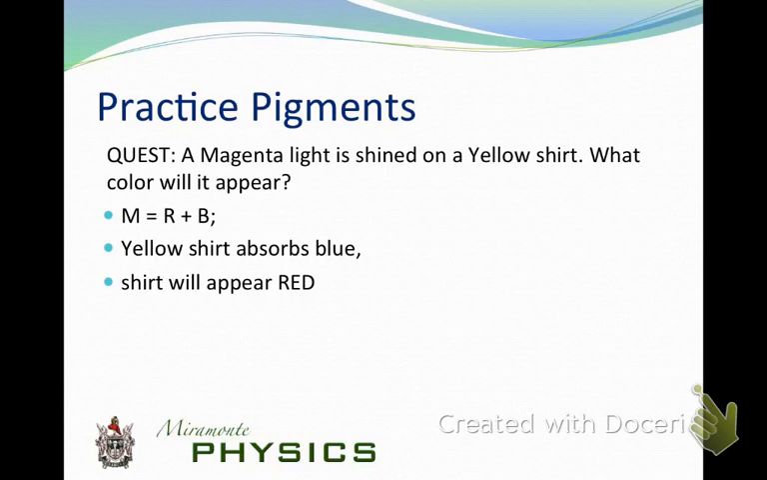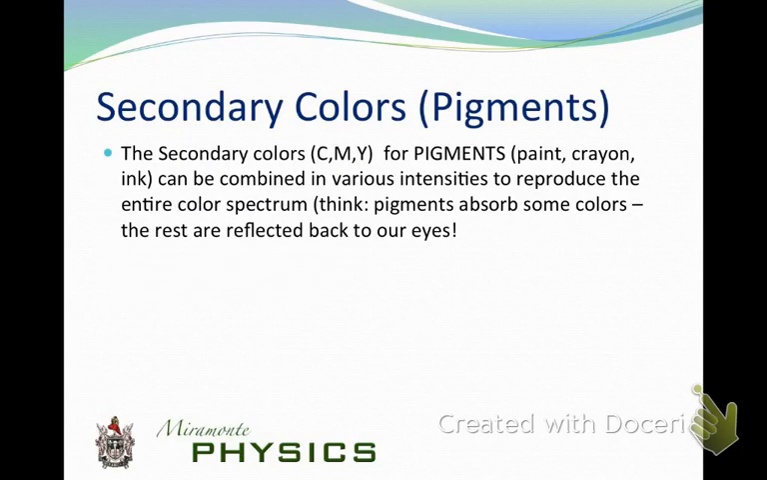Again, when I'm struggling with this, I make my little color triangle and I remember the relationships and figure out how you can combine them together. Okay, your secondary colors are also your pigments. So your primary colors, RGB. Secondary colors, CMY. Cyan, magenta, yellow. Those are your primary pigments. So if you have cyan paint, crayon, ink, whatever, if you combine those with various intensities, you can reproduce the entire color spectrum. And that's what you're doing on paper, right? When you're coloring on paper, you're creating a pigment.